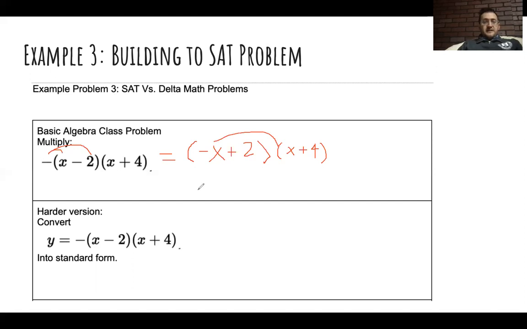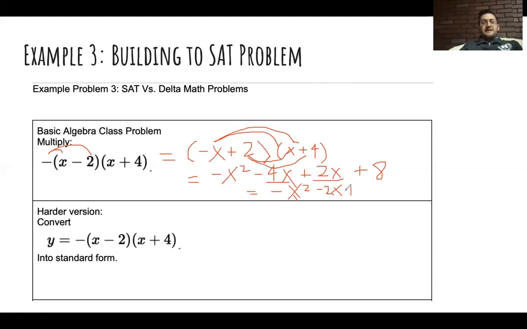And I'm just going to distribute. So I have negative x squared plus 4 or minus 4x. So plus 4 times minus x is minus 4x plus 2x plus 8. And then I'm just going to combine those like terms. So the minus 4x and the plus 2x combine to minus 2x. And I'm just going to have negative x squared minus 2x plus 8. And that is the final answer.